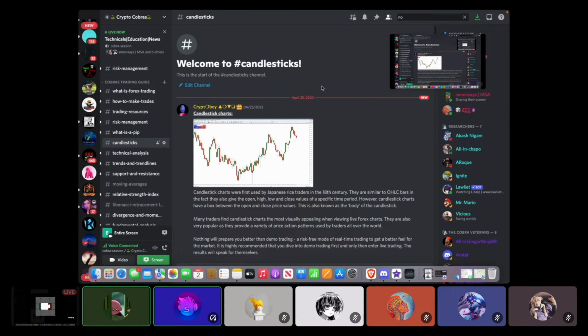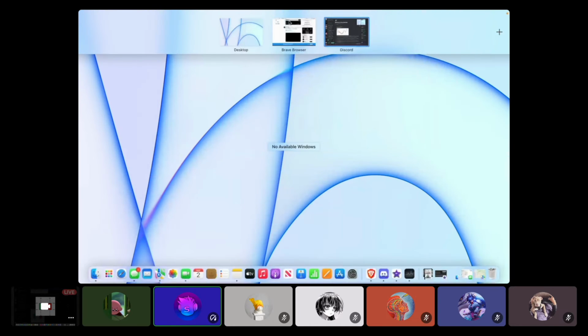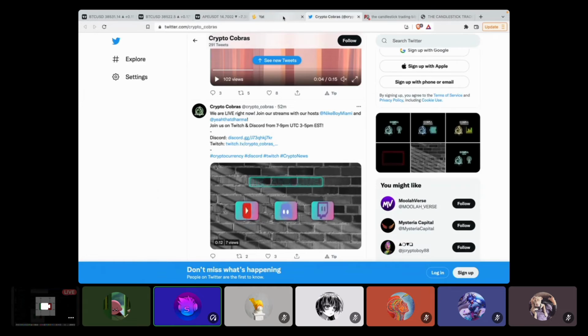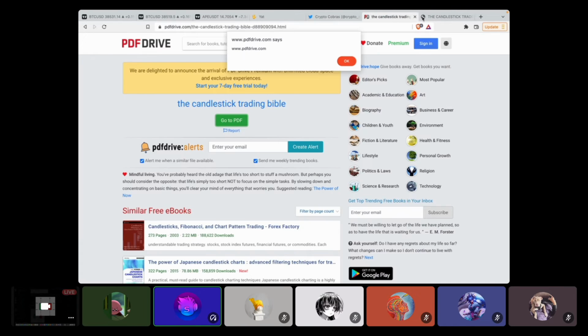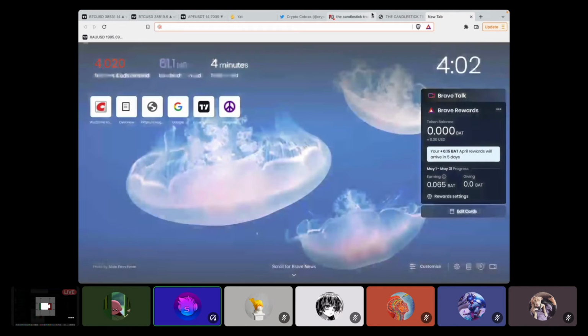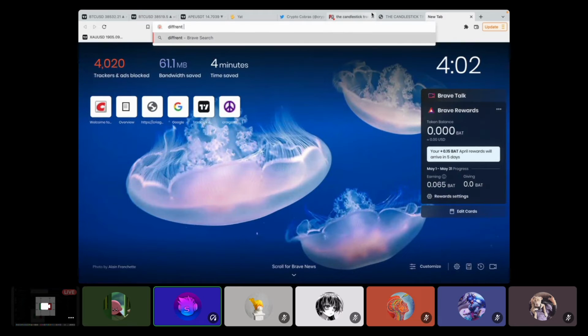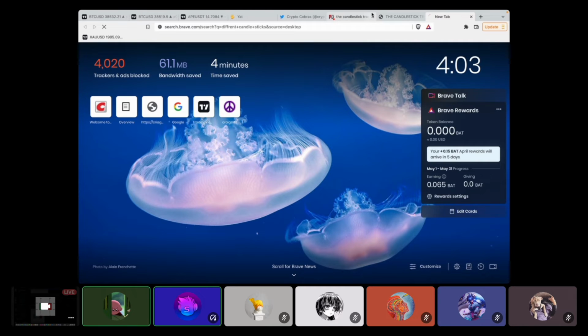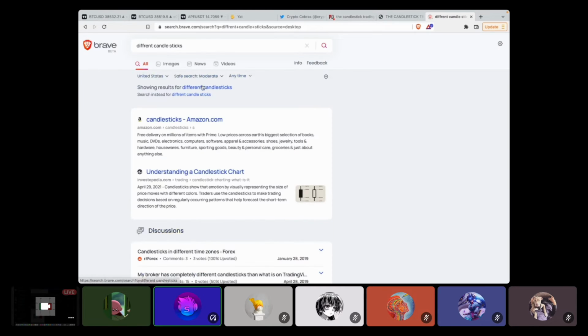Would we like to do any practicals? I think we're pretty good, because candlesticks are simple, right? There's different types of candlesticks if we want to just look at that real quick. Formations. Let's just look at the different types of candlesticks.